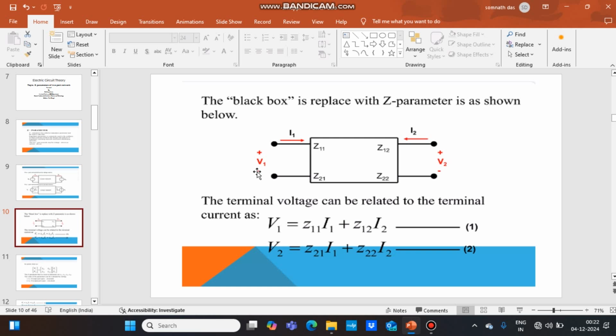So 4 variables are there: V1, I1, V2, I2. Here V1 and V2 are the dependent variables, and their values depend on the values of I1 and I2. We can represent V1, V2 in terms of I1 and I2. We can write V1 equal to Z11 I1 plus Z12 I2, and V2 equal to Z21 I1 plus Z22 I2. These two equations are useful to find the different values of Z parameters.